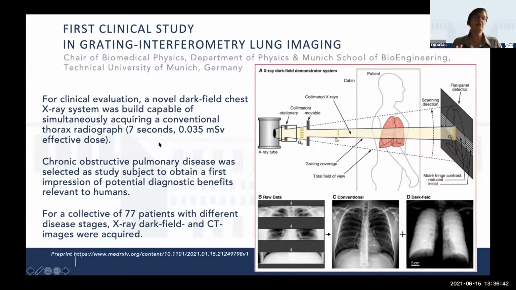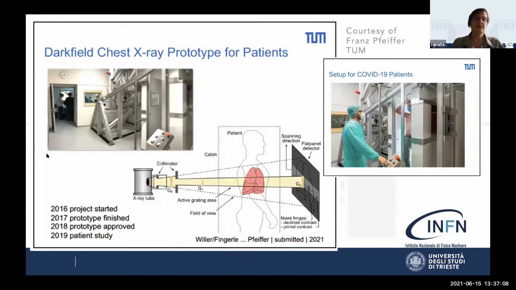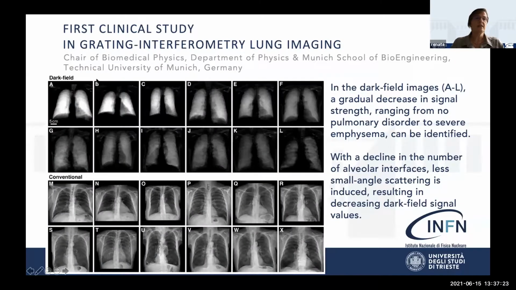Okay, the data acquisition takes about 7 seconds. The effective dose is more or less 2 times the effective dose of a conventional chest X-ray exam, and there were 77 patients with different disease stages. But what is the disease? Chronic obstructive pulmonary disease. Let me show you the setup. This is the setup that was used, and this is the setup used also during the COVID emergency in order to investigate COVID patients.